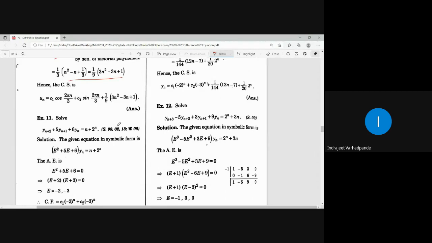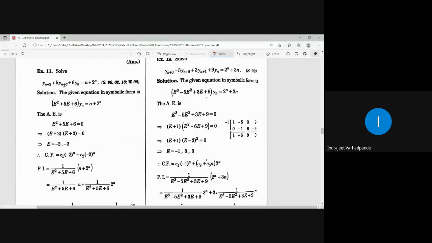Some more few examples are there. yn plus 2 plus 5yn plus 1 plus 6yn. What is the combination here? This is referring to case number 1. This is referring to case number 3. n can be simply written as n to the power 1 factorial.